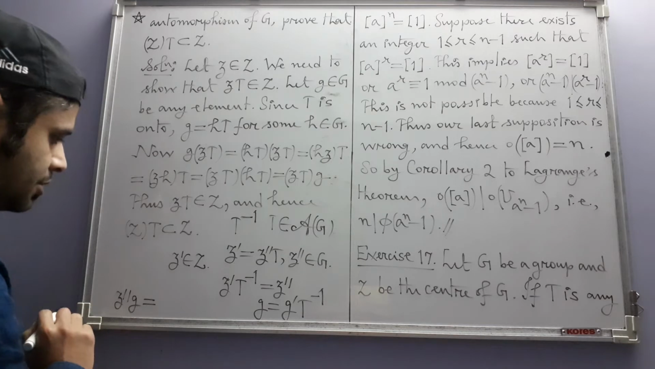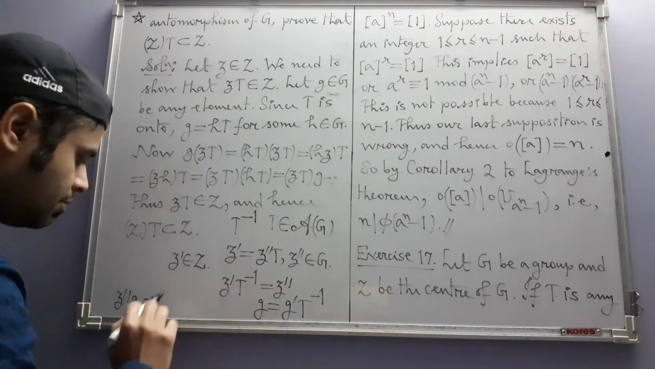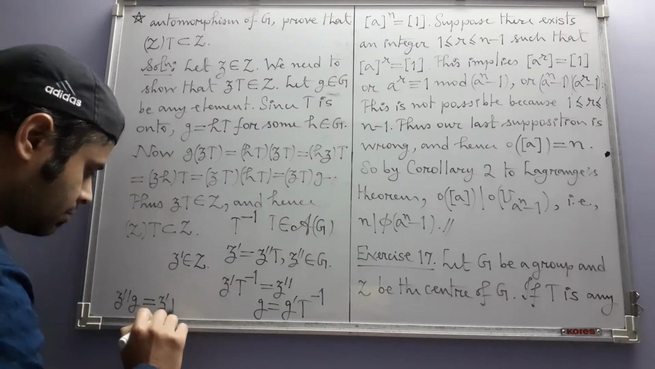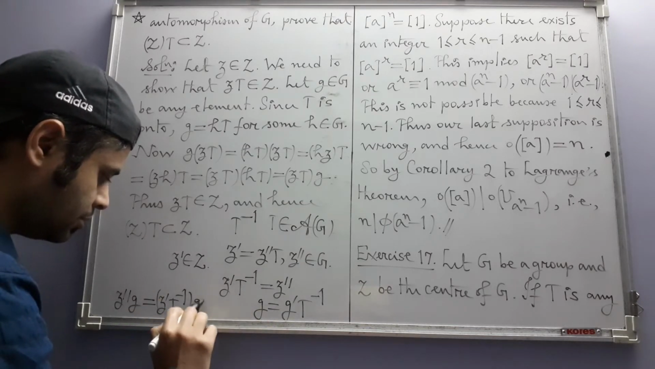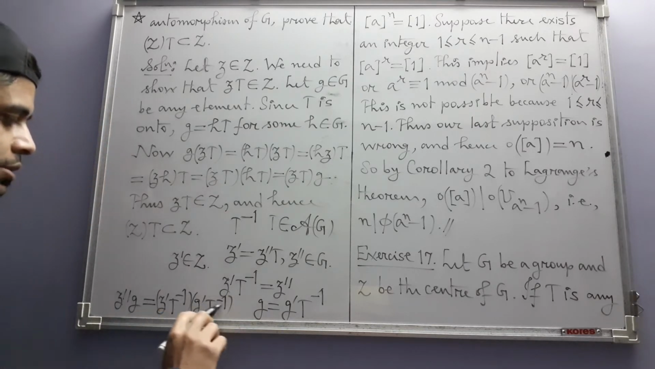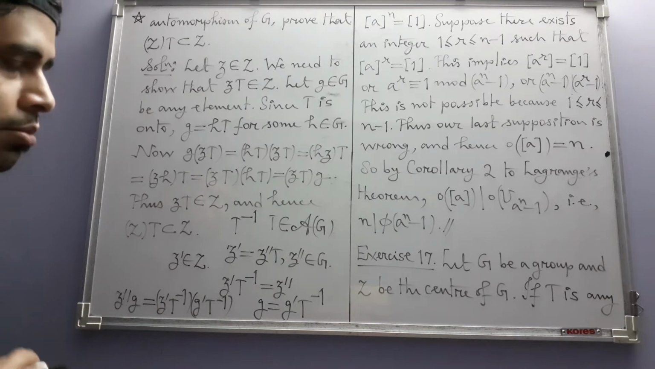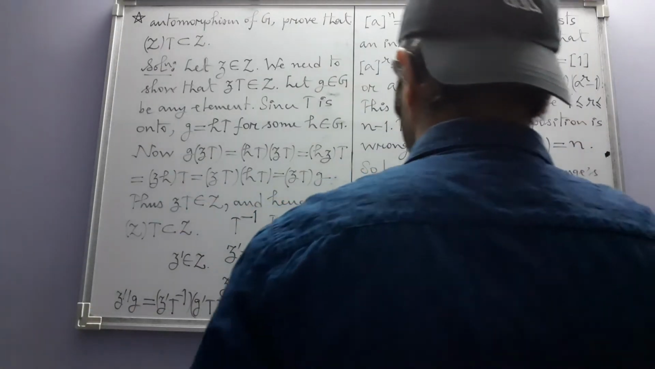Okay, now what happens to this calculation? In place of this, we can put Z prime T inverse. Here we can put G prime T inverse. Now, since T inverse is a homomorphism, the calculation will continue like this.